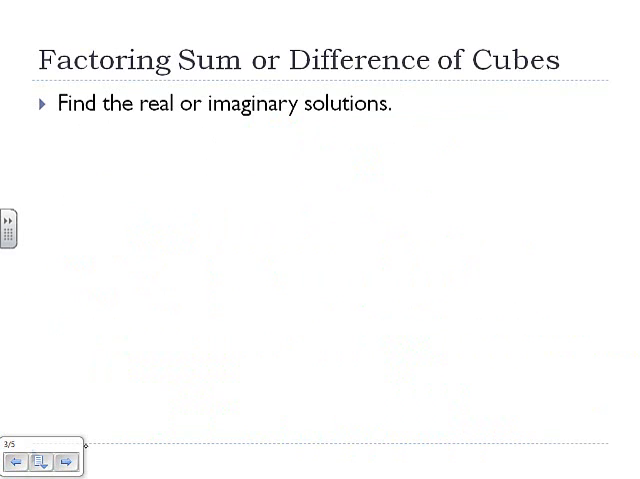Now let's look at factoring sum or difference of cubes. There are 2 formulas that you need. If you have a cubed plus b cubed, then it factors as a plus b times a squared minus ab plus b squared.